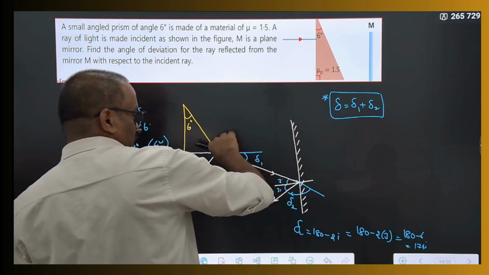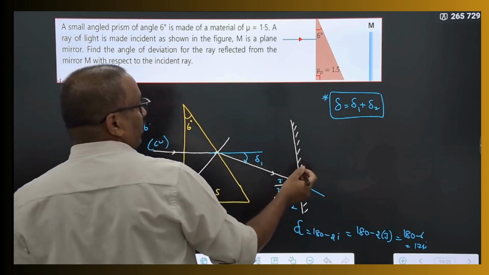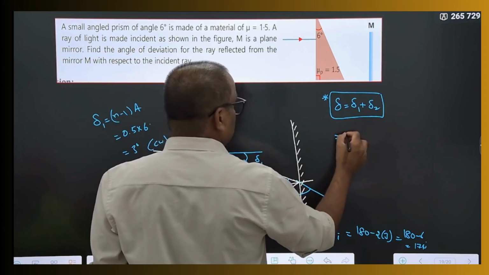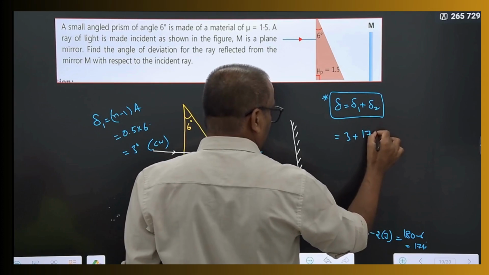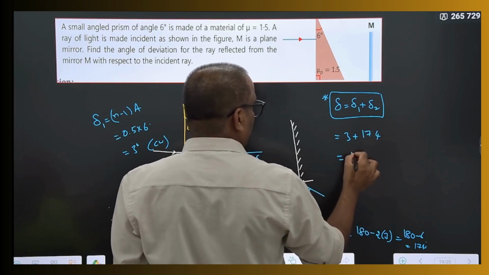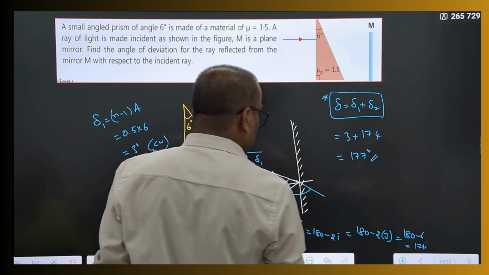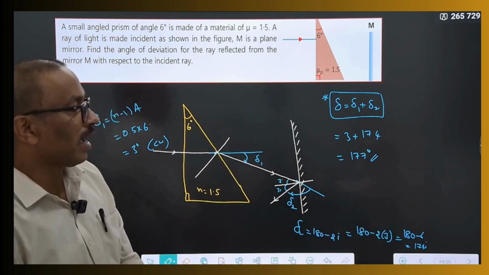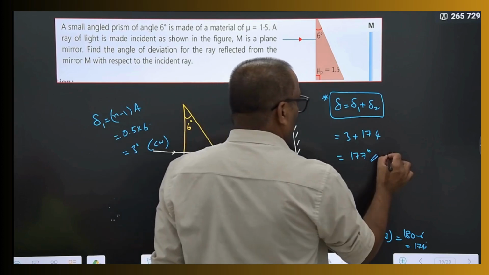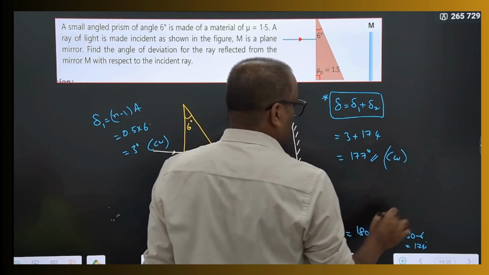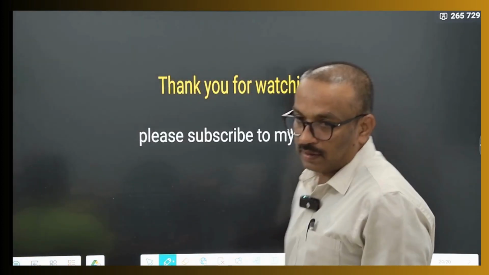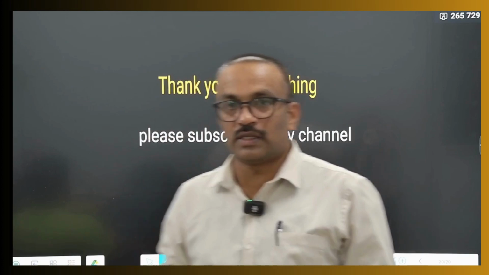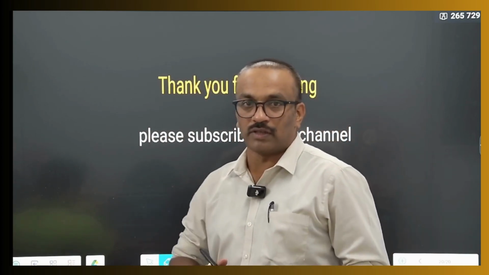Because here it went like this, it is rotated. Therefore, it is 3 plus 174, both are clockwise, so 177 degree will be your total angle of deviation in the clockwise. Clear? Right? Almost we discussed different model questions on this one.